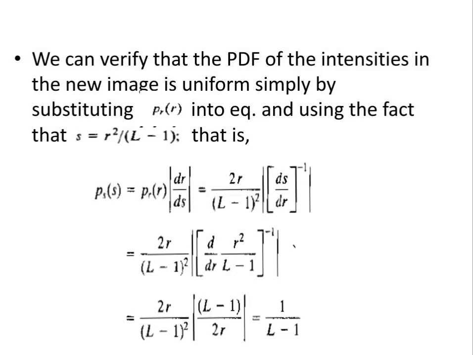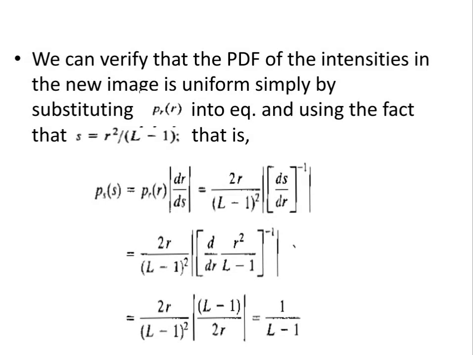Suppose next that we form a new image with the intensities s using this transformation, that is, the s values are formed by squaring the corresponding intensity values of the input image and dividing them by L minus 1. For example, consider an image in which L is equal to 10 and suppose that a pixel at an arbitrary location (x, y) in the input image has an intensity r equal to 3. Then the pixel in that location in the new image is s equal to T(r), which is r squared upon 9, equal to 1.